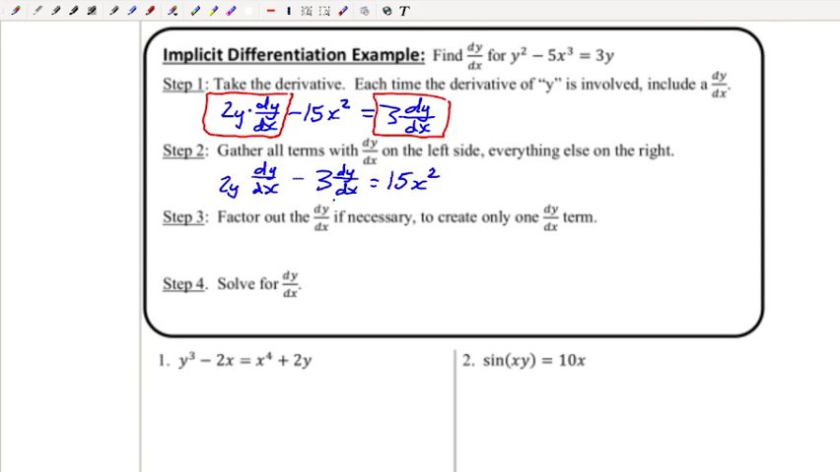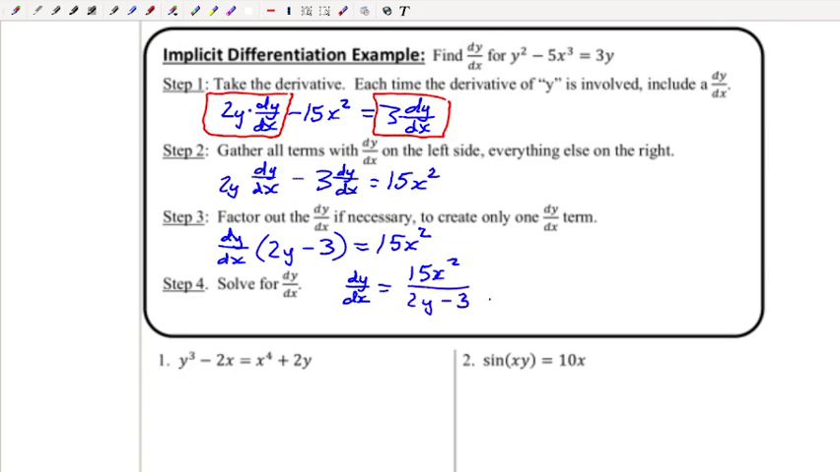Okay, so once I've got all my dy/dx's on one side, sometimes there's only one, and then it makes it easier. If there's 2, then you need the next step of factor out the dy/dx if necessary. So these have a common factor of dy/dx, so I can pull that out front. And then inside I'm left with 2y minus 3 equals 15x squared. And that leaves me with one term with dy/dx, and to get that dy/dx by itself, I'm going to divide by this 2y minus 3. So I've got then dy/dx equals 15x squared over 2y minus 3.